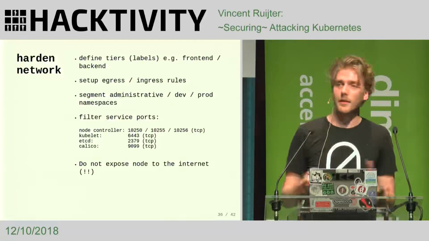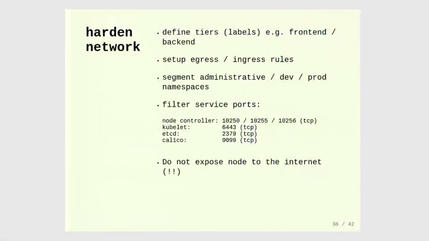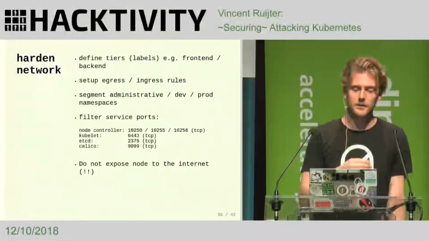So yeah, what can you do about it? How can you protect your cluster against these types of attacks? So it's very important for you to define tiers and labels, for instance front-end and back-end, set up egress and ingress rules. Not all servers need to talk to things on the internet. They don't need to talk to each other. So you can use these labels to set up administrative interfaces and segmentation.